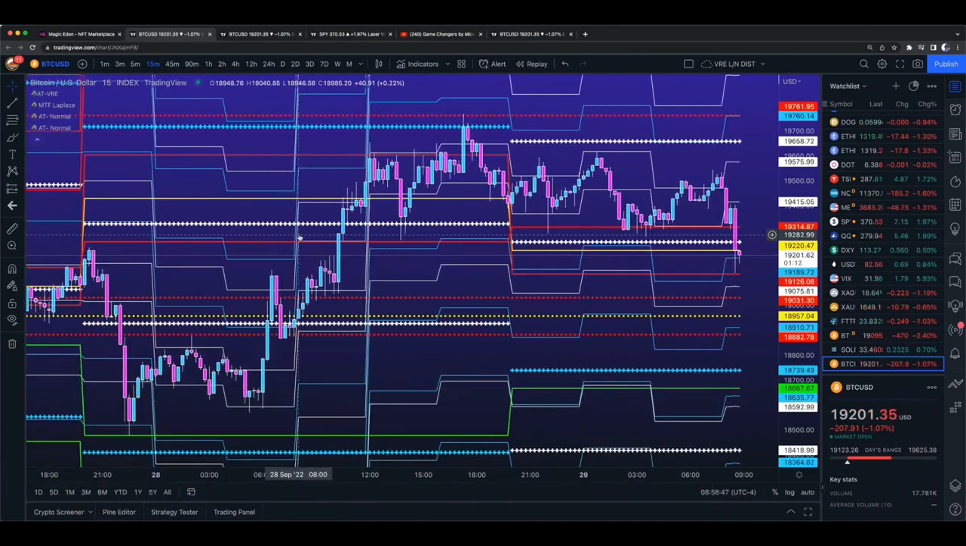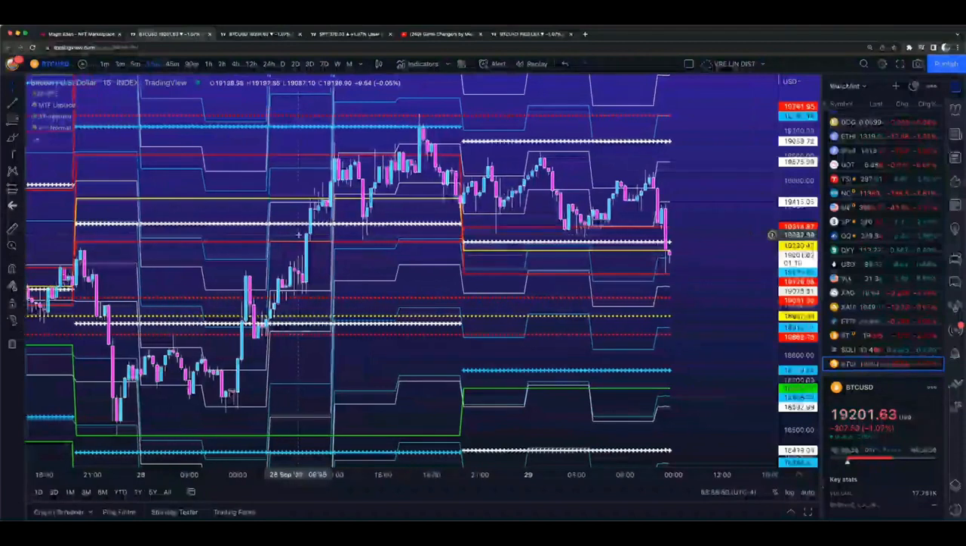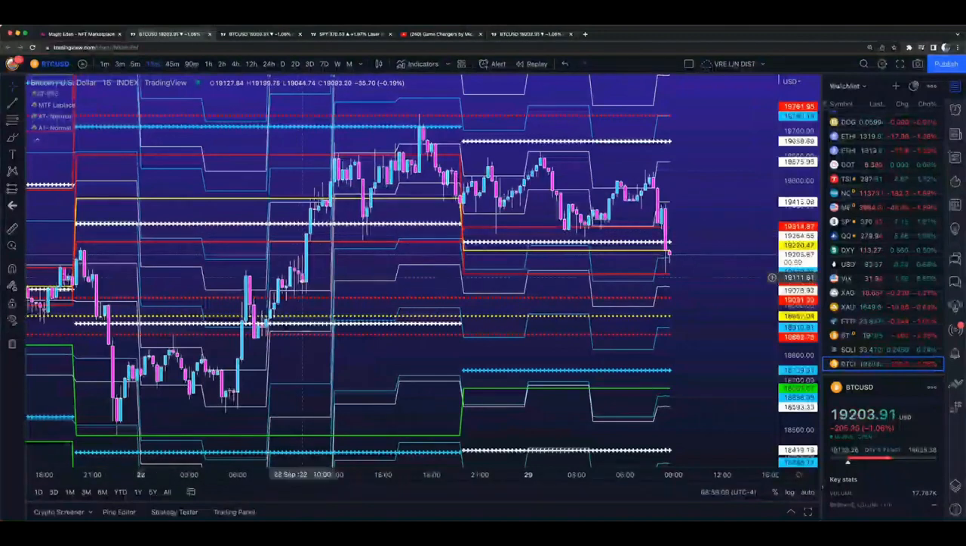Let's see. This is Bitcoin. It's 15 minutes. Give me a second here. Go back to this little baby. But anyway, so that is what happened, what I'm talking about.